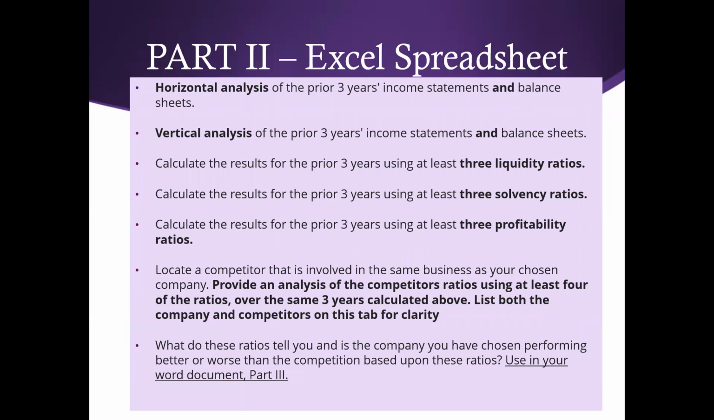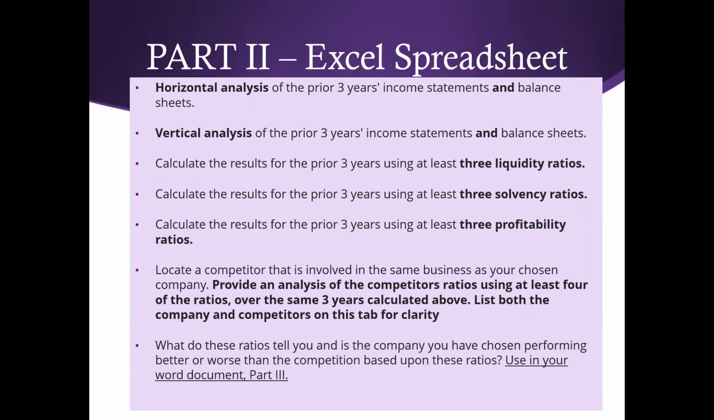Then in that tab for your competitor, you locate your competitor that's involved in the same business as your chosen company, and you provide an analysis of their ratios using at least 4 of the ratios over the same 3 years that you calculated for your company. So you list both your company and your competitor on this tab for clarity.